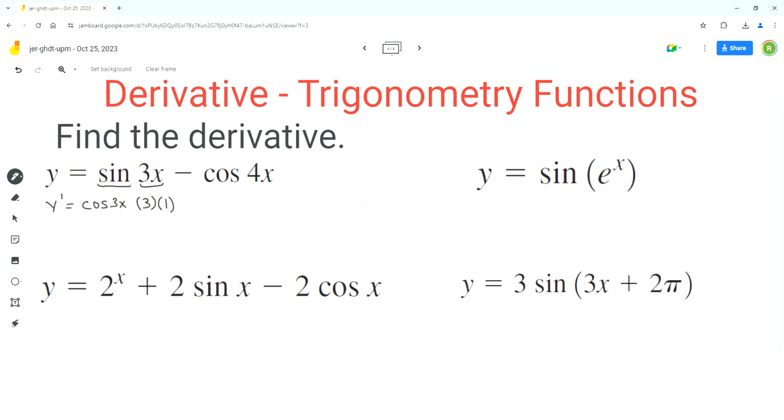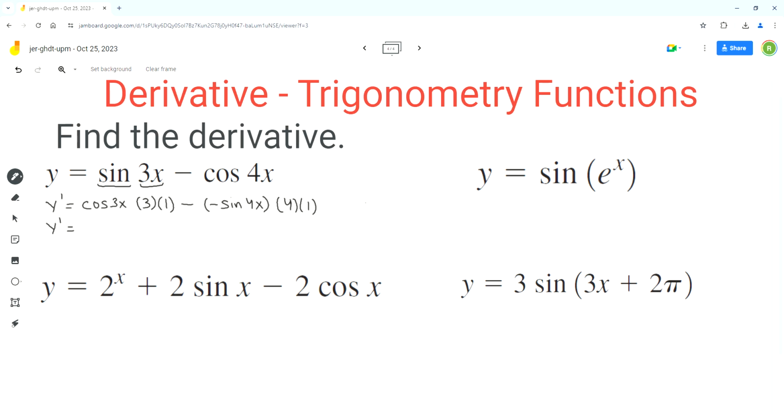Then minus. Now again we'll have to use chain rule. So the derivative of the outer function cos is minus sine x. And the derivative of the inner function 4x will be, so 4 is the coefficient of the inner function, so it will stay as it is, and the derivative of x is 1.